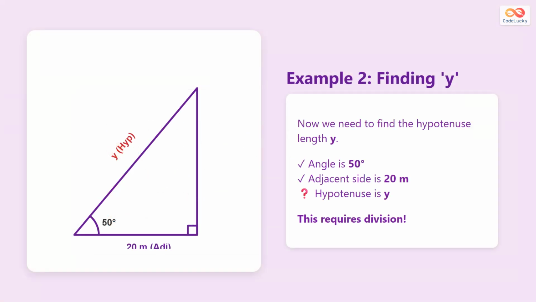Now for a slightly harder example. Here, we know the angle is 50 degrees and the adjacent side is 20 meters. We need to find side y. Since side y is opposite the right angle, it is the hypotenuse. Because we are looking for the hypotenuse, we need to use the division formula.